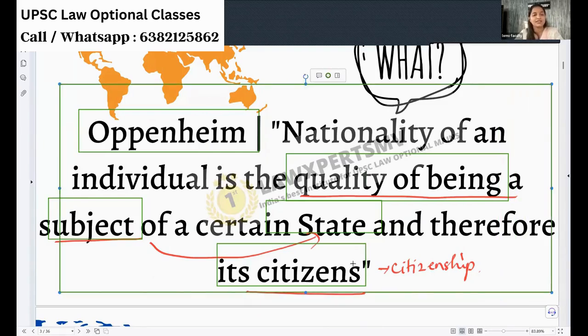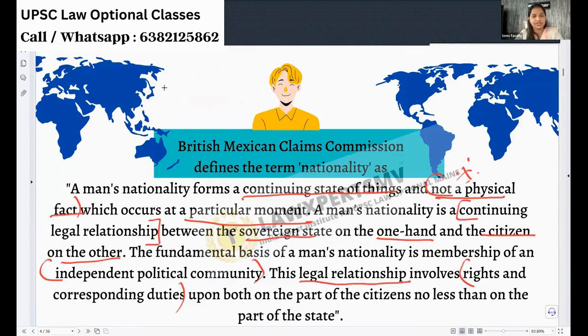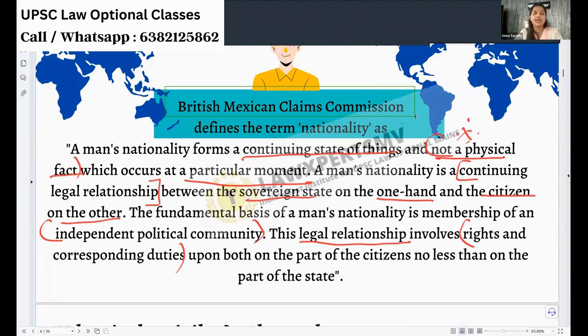Okay. Next comes another definition by the British Mexican Claims Commission. Why I have brought this definition is that this claims commission is not much important. But the statement given by this claims commission is repeatedly asked as a statement based question in UPSC. That's why I have brought it. So this is very, very important.